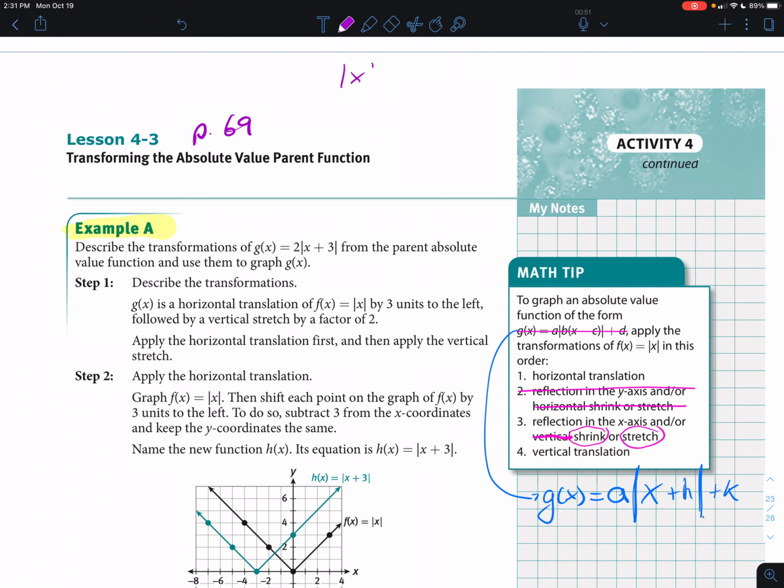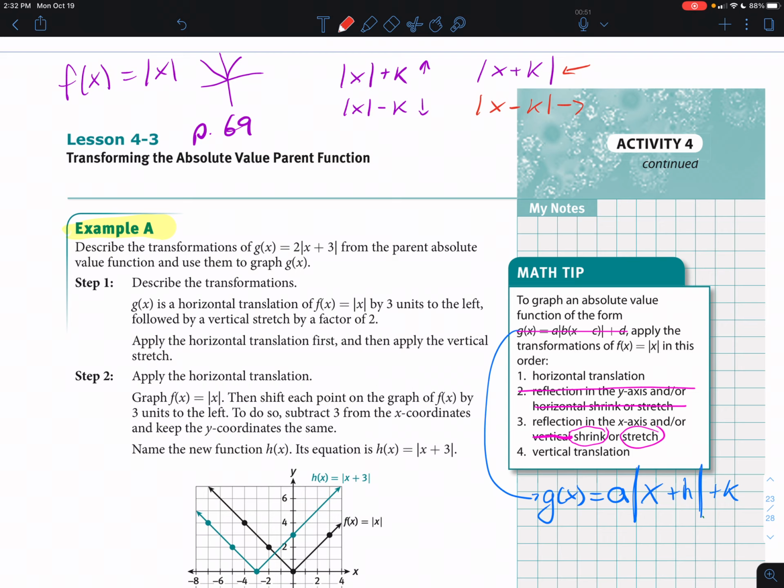We learned that if we add a k on the outside, this will move it up. If we subtract a k on the outside, that moves our parent function down. And just to recap, the parent function is this guy, the v that starts at the origin. So adding k on the outside will make it go up, subtracting k on the outside will make it go down, and then on the inside, if we add k, that moves it to the left k units.